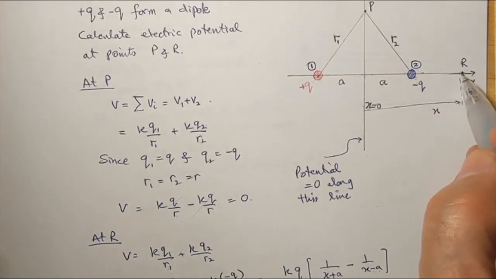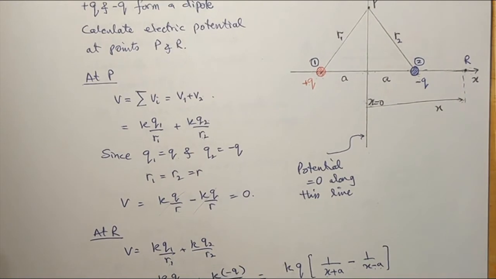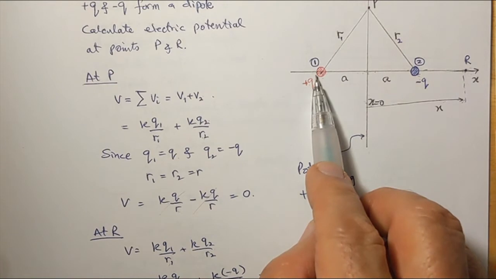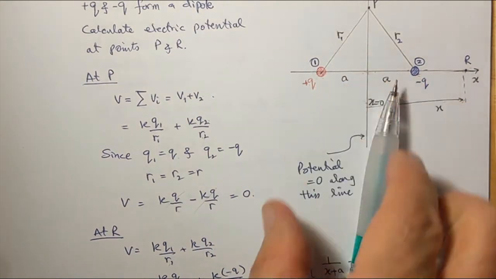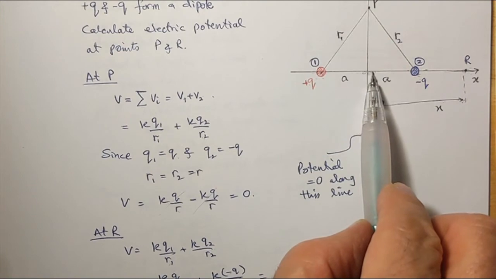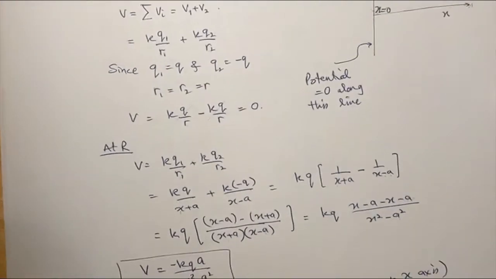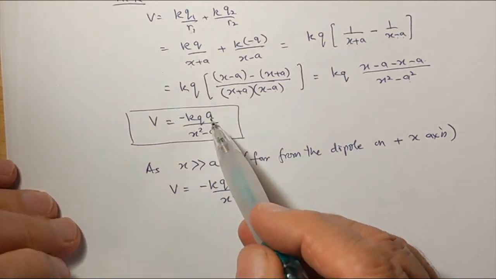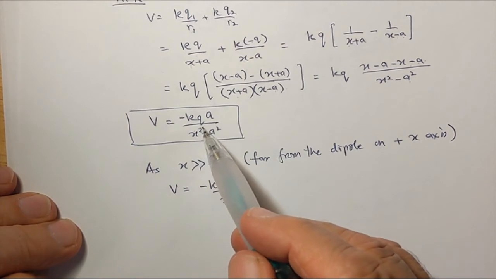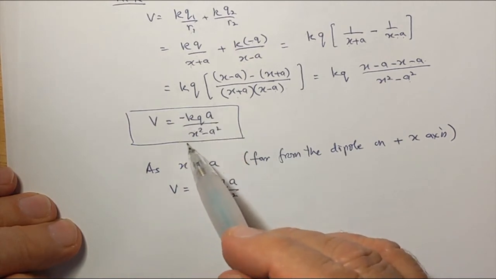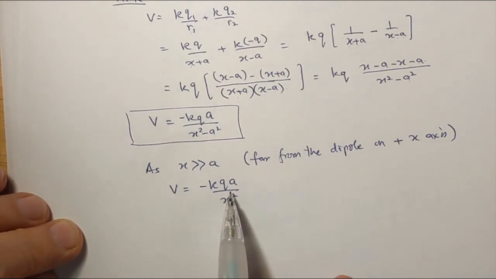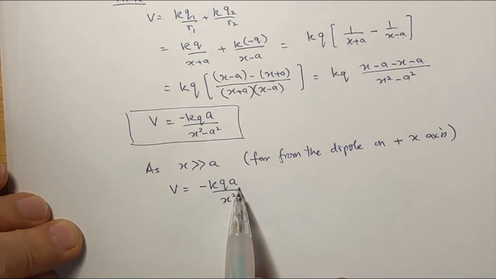Now, if the point R is very far away, so that X is very large compared to A, or in other words, if Q1 and Q2 are very close together, so that the A is small compared to the X, so X is much greater than A. This A remains, but this A becomes negligible compared to X squared. We can remove that, and we're left with this equation. That gives us the potential due to a dipole very far away, but on the side of the negative charge.